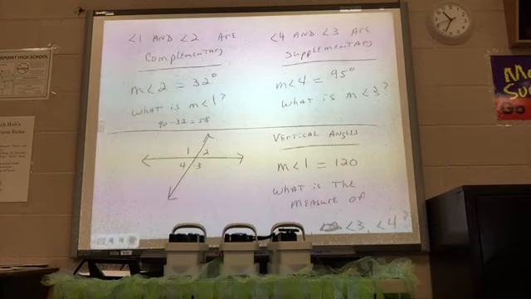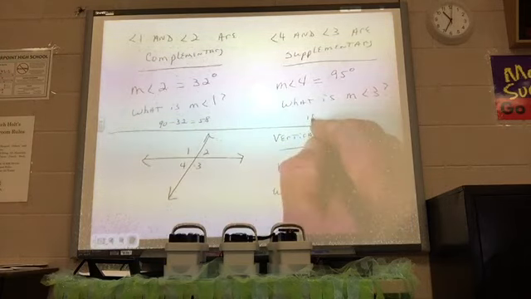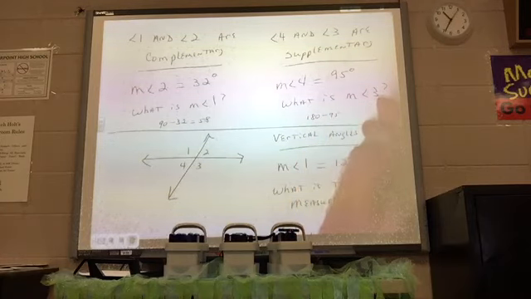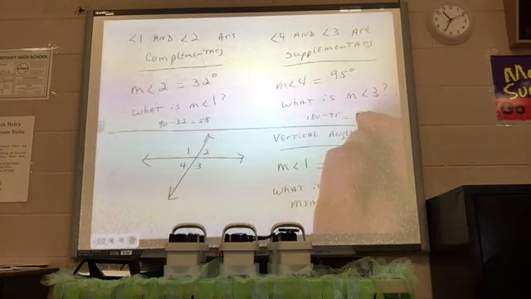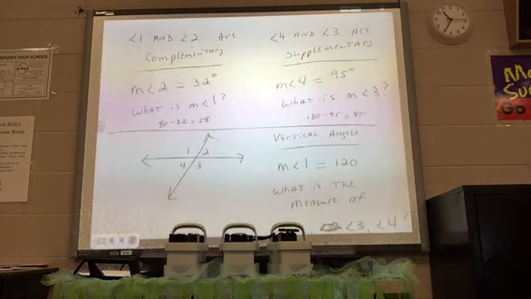Angles 4 and 3 are supplementary angles. The measure of angle 4 is 95 degrees. What would be the measure of angle 3? Two angles are supplementary if they're what? They have to equal what? 180. So if we take 180 and subtract this 95 from it, that should tell us what the measure of angle 3 is, which is what? 85. You should be able to just look down at your paper because you have those answers already worked out.